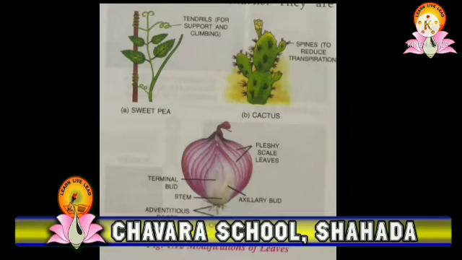The last modification is scale leaves. In some plants like onion and ginger, thick and fleshy or dry scale leaves are present. Their function is to store the food and protect the bud. So onion and ginger can be the examples for scale leaves.